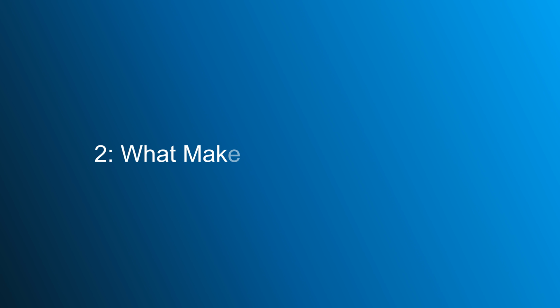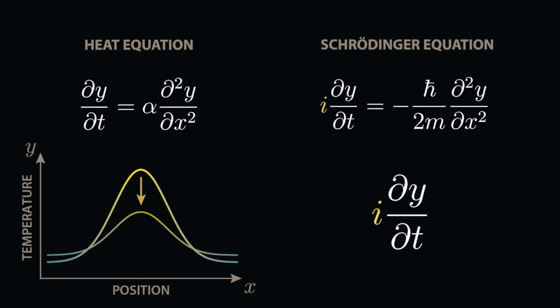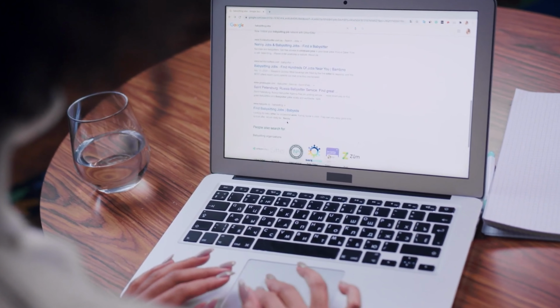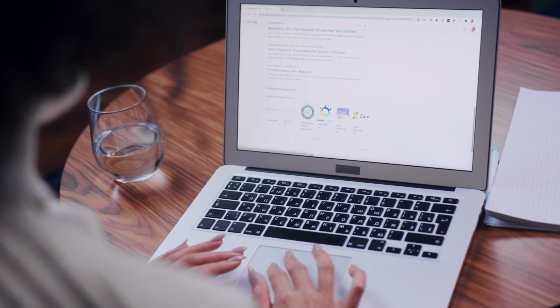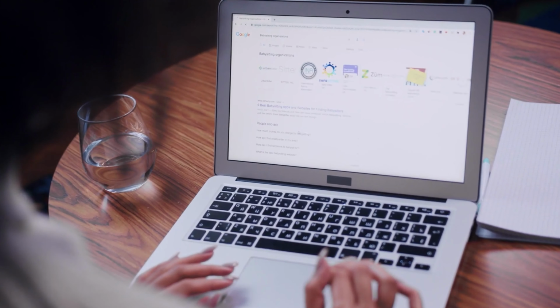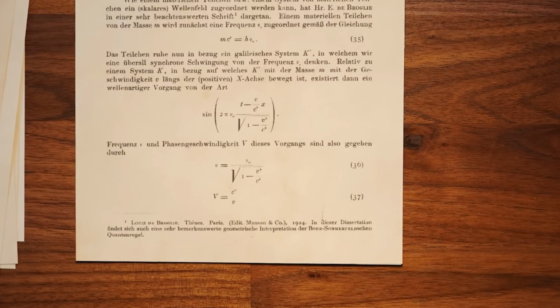2. What makes quantum different? Quantum computers use something called qubits. Unlike bits, qubits aren't limited to just 0 or 1. Thanks to quantum mechanics, a qubit can be in a superposition, a combination of 0 and 1 at the same time. It's like flipping a coin, and instead of just heads or tails, it's somehow both while in the air. And that's just the beginning.